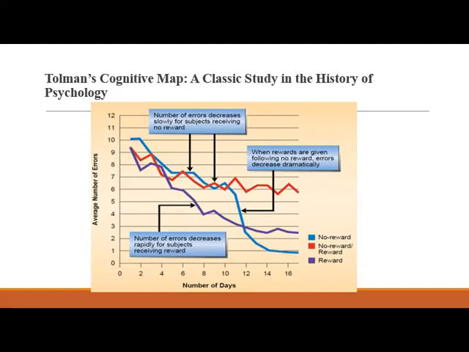Now, this is the average number of errors which were performed, and these are the number of days which passed. In the reward group, the number of errors decreased rapidly for subjects which were receiving the reward, while in the ones which had no reward, the number of errors decreased very slowly. And in the no reward or reward group, the number of errors decreased very dramatically after the 11th day.